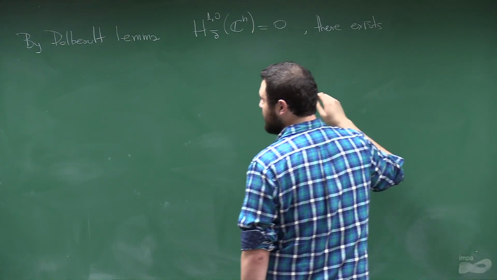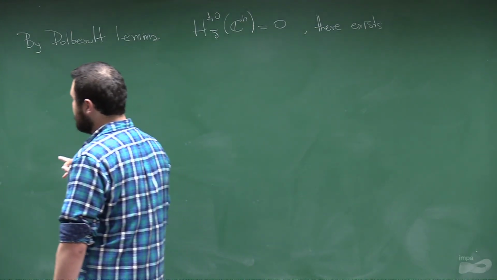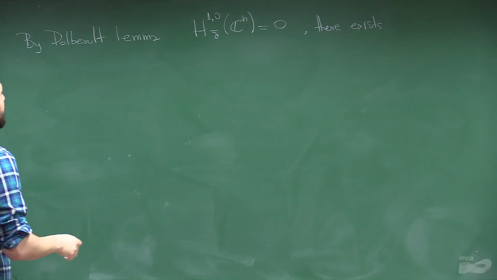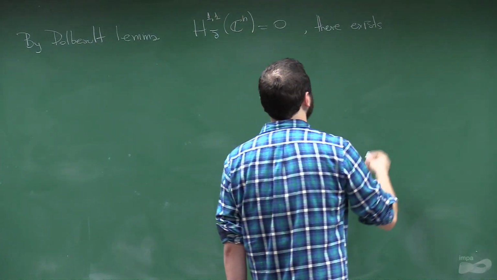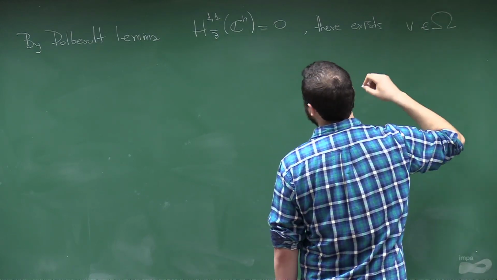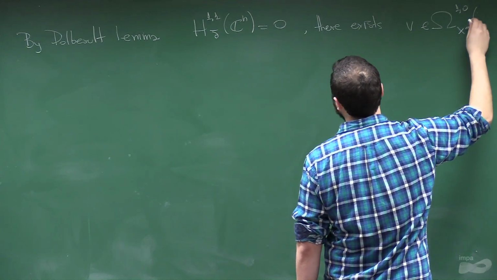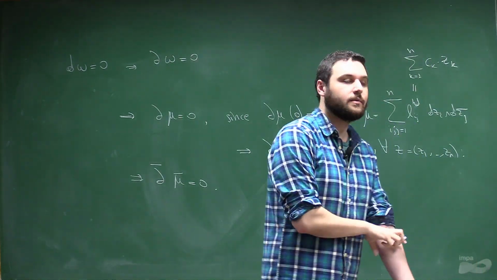So it is the (0,1) class that I want to compute. Mu is holomorphic, so mu bar will be a (1,1) form. Yes, this one. We know that there exists some B, a (1,0) form, such that the partial bar of B is equal to mu bar. Right?